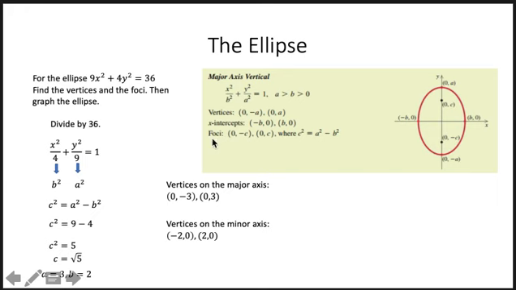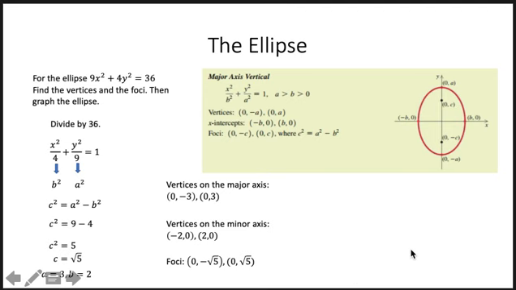Next, we need the foci. The foci are also on the major axis. So we go up and down from the center, c units. c, remember, is the square root of 5. So the foci are at 0, negative square root of 5, and 0, positive square root of 5. The x value doesn't change from the vertex, but the y value does.